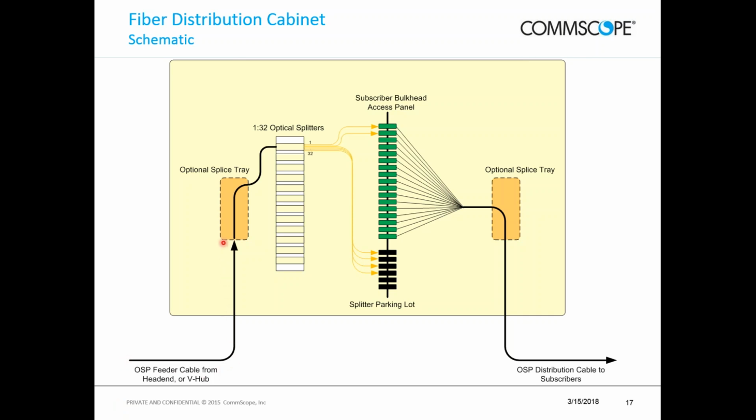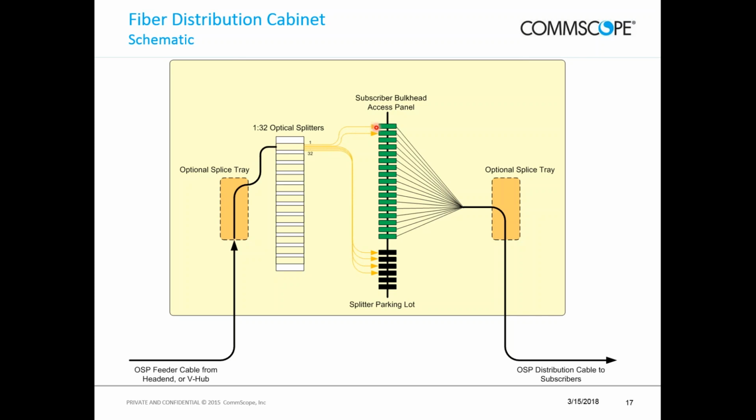On the feeding side, it's possible that this would be spliced in. It's also possible that the cabinet itself would have long pigtails or long outside plant cables that would integrate or splice into the existing outside plant. So that fiber cable coming in, if we just use one of those fibers as an example, will come into the optical splitter. We're going to split it 32 ways, and then the outputs are going to go drive and be plugged into that subscriber access panel here.